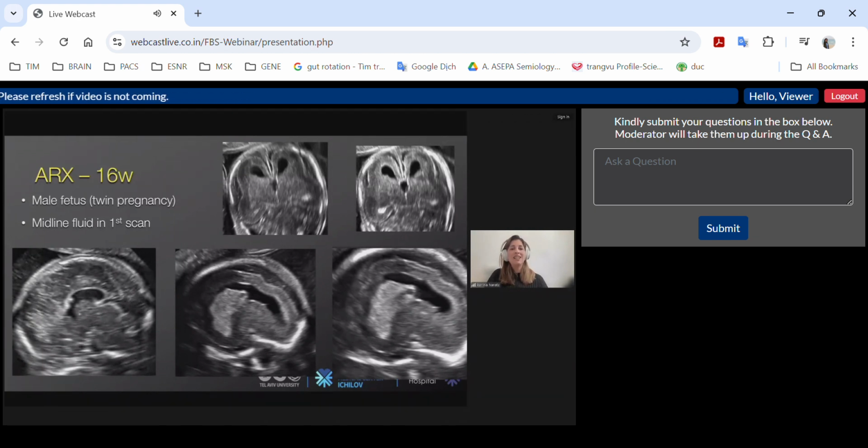So there is much more that we need to learn about the fetal phenotype of these abnormalities, especially in the early second trimester. But we can suspect, and we did, that something is very wrong with this brain, because the shape of the brain is different from what is expected at this gestational age. And this was a twin pregnancy that was selectively terminated, and it turned out to be an ARX gene.